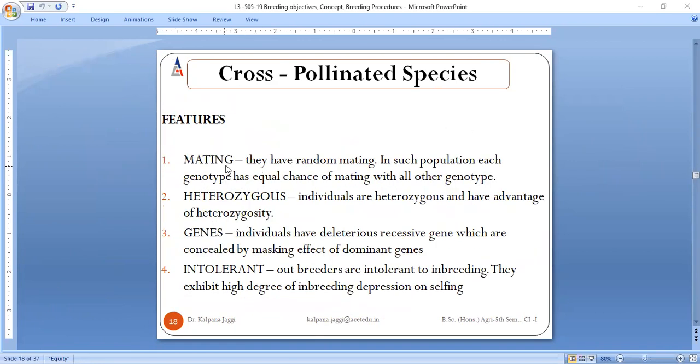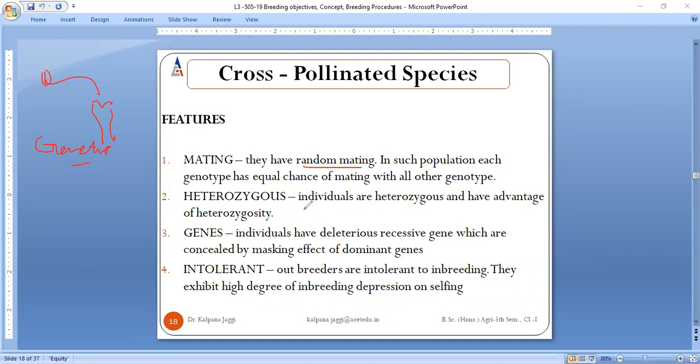So the features are very, very clear. Here, because any pollen grain can cross with any female part, the genetic mating is very random. Random means we don't know what is going to fuse with what. That means random mating is taking place. When random mating is taking place, it is confirmed that the genetic content is not going to remain the same as is present in the parents.